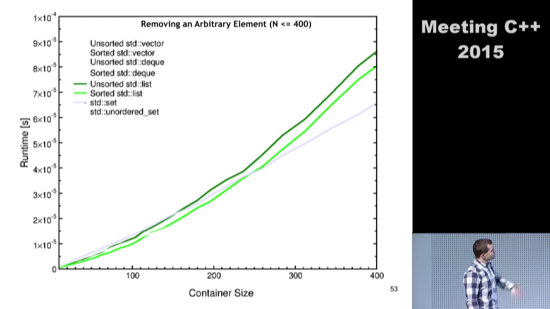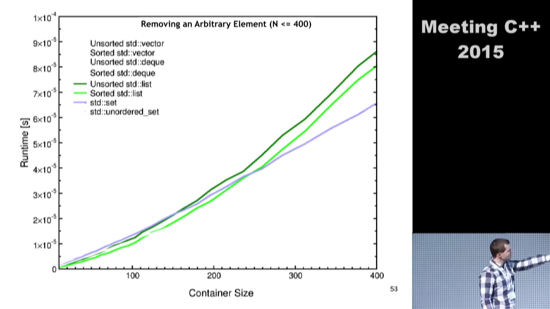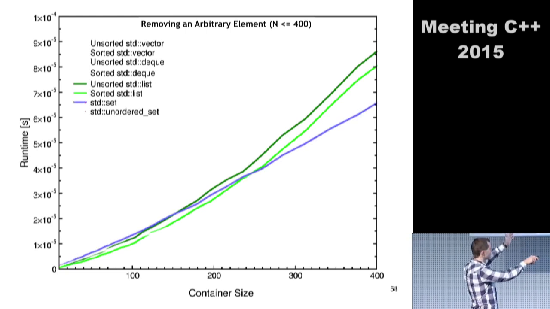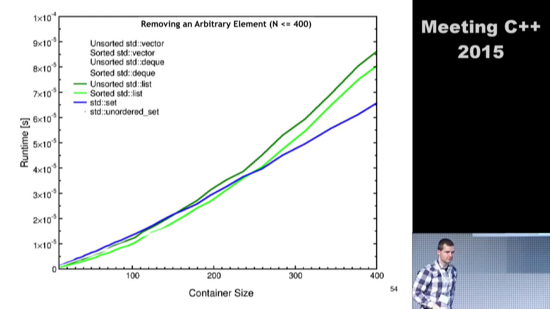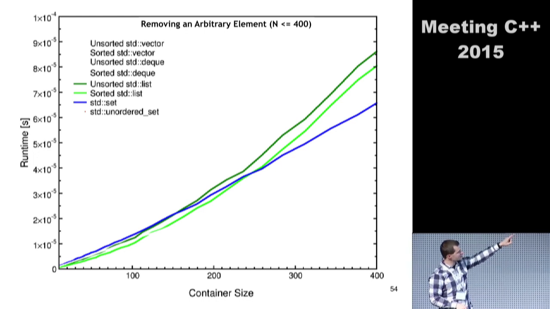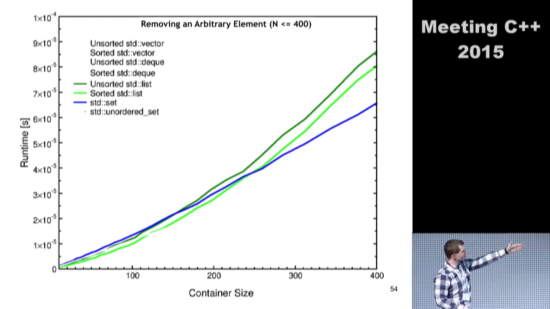Well, up to 400 elements, so up to 300, I cannot really tell the difference. Then it seems like set is actually gaining. I will see that this is a performance gain that it will keep for large amounts of elements.